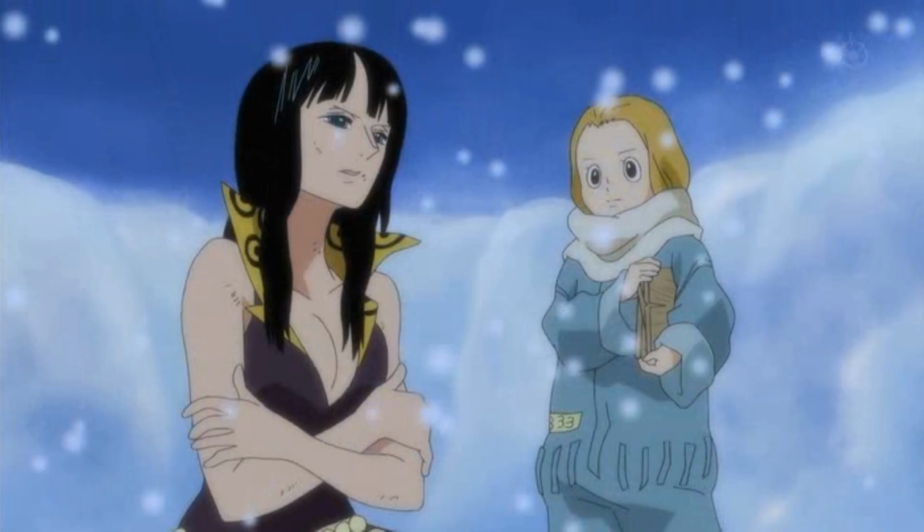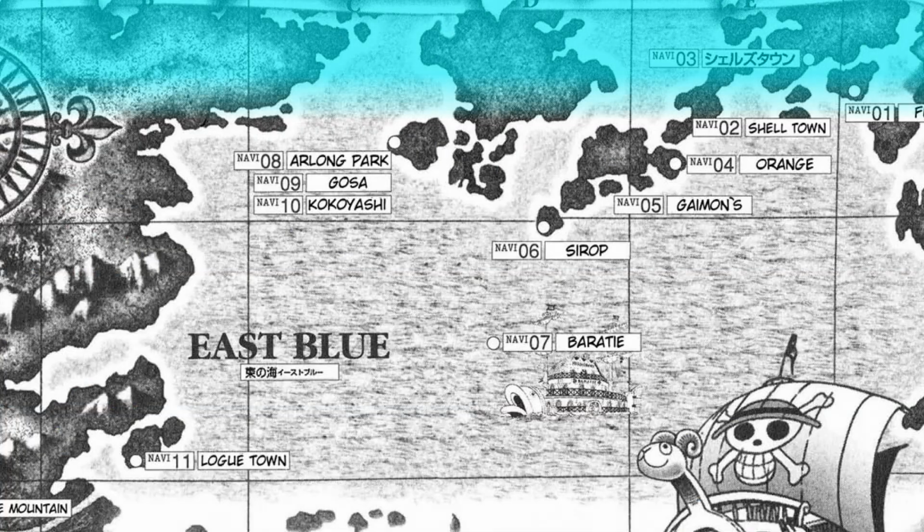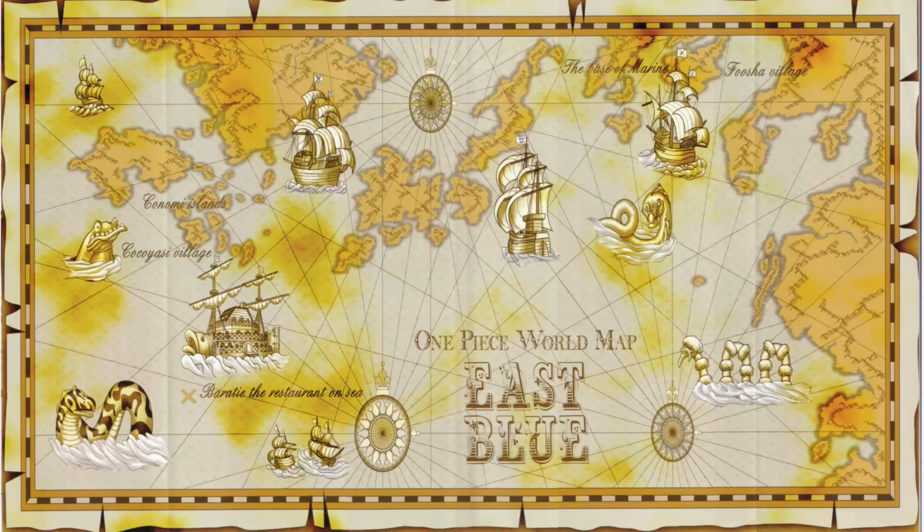So I'm going to assume that the 4 seas work the same as they would in our world. The closer you get to the north, the colder the climate becomes, and the closer you get to the equator, the more tropical it becomes. Makes sense. There is an official map of the East Blue. I say official because I don't really like it all too much, but I'll throw it up here anyway.